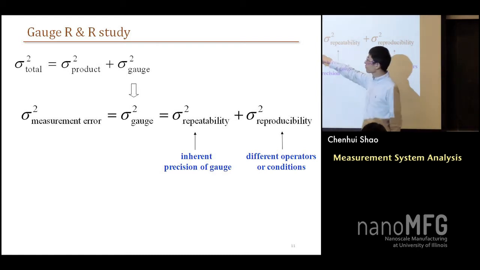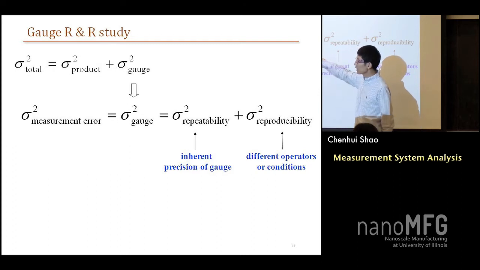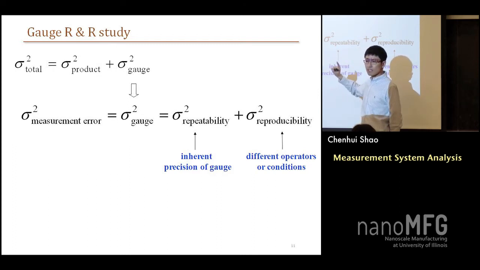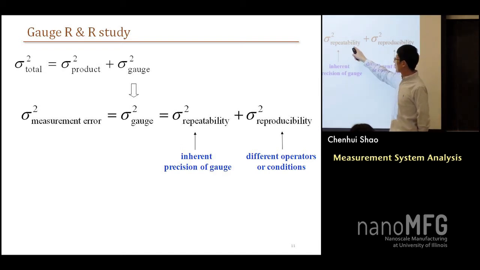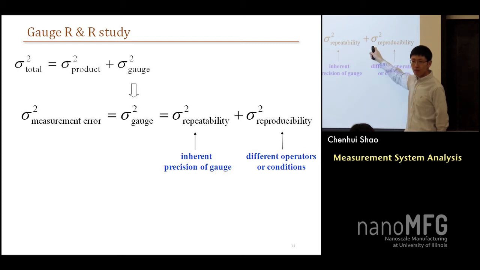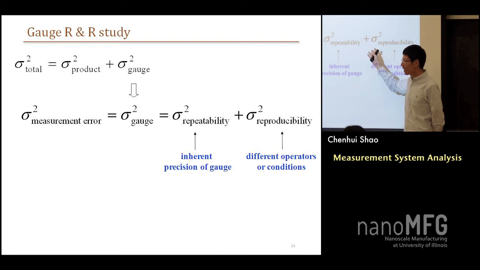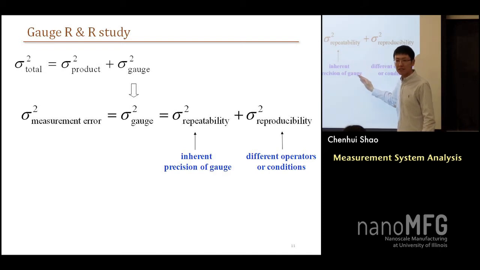So actually, sigma gauge squared, or sigma measurement error squared, can be further decomposed into two terms: sigma repeatability squared and sigma reproducibility squared. So that's what I mean by gauge R and R. So one R and second R. And also we're using R charts. It's not relevant, but there are many R's, right? So the repeatability is defined as the inherent precision of a gauge. You can imagine like this: if we use one operator to measure multiple times, we only have sigma repeatability squared.